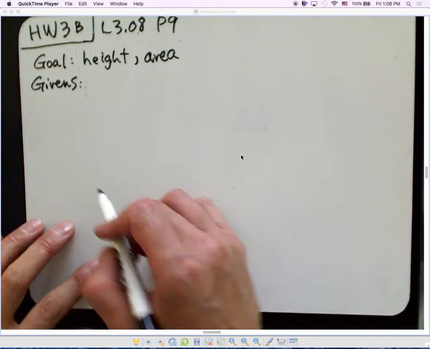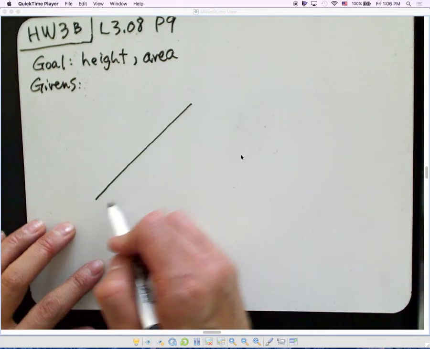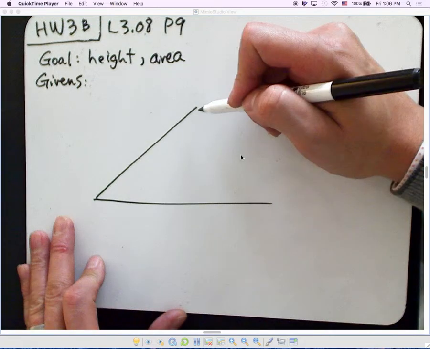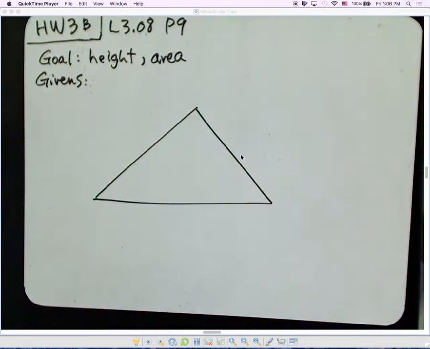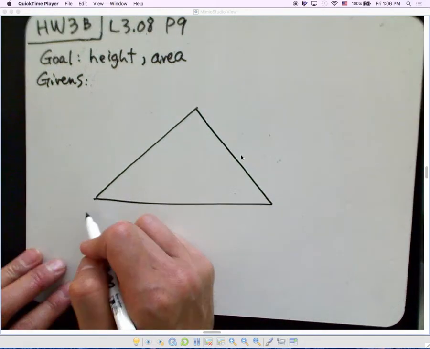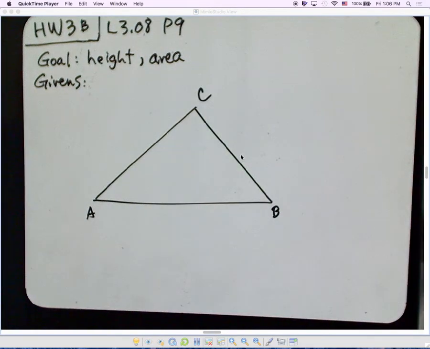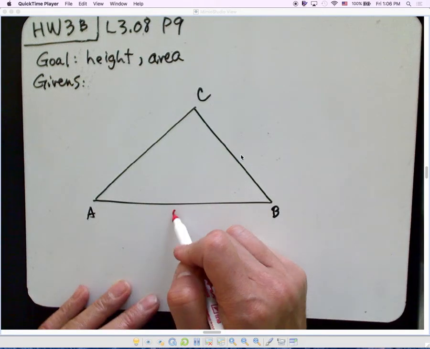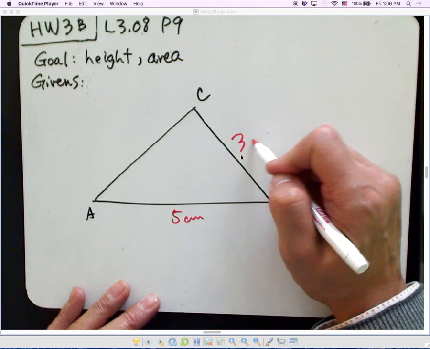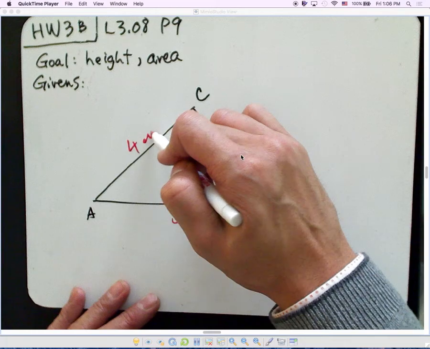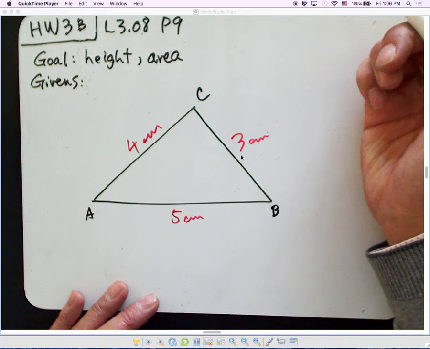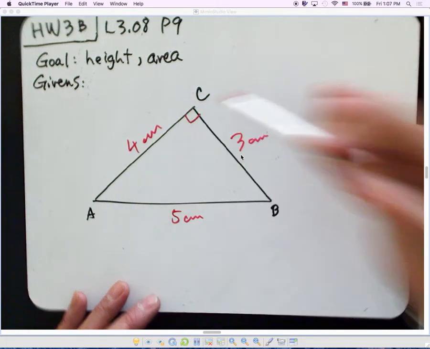So what do you see? What are the givens? The givens are, we are talking about triangles. Do you see the triangle? I see A, B, and C here. Do you see it? And I also see 5 centimeters, 3 centimeters, and 4 centimeters. Okay. Do you also see 90 degrees here?